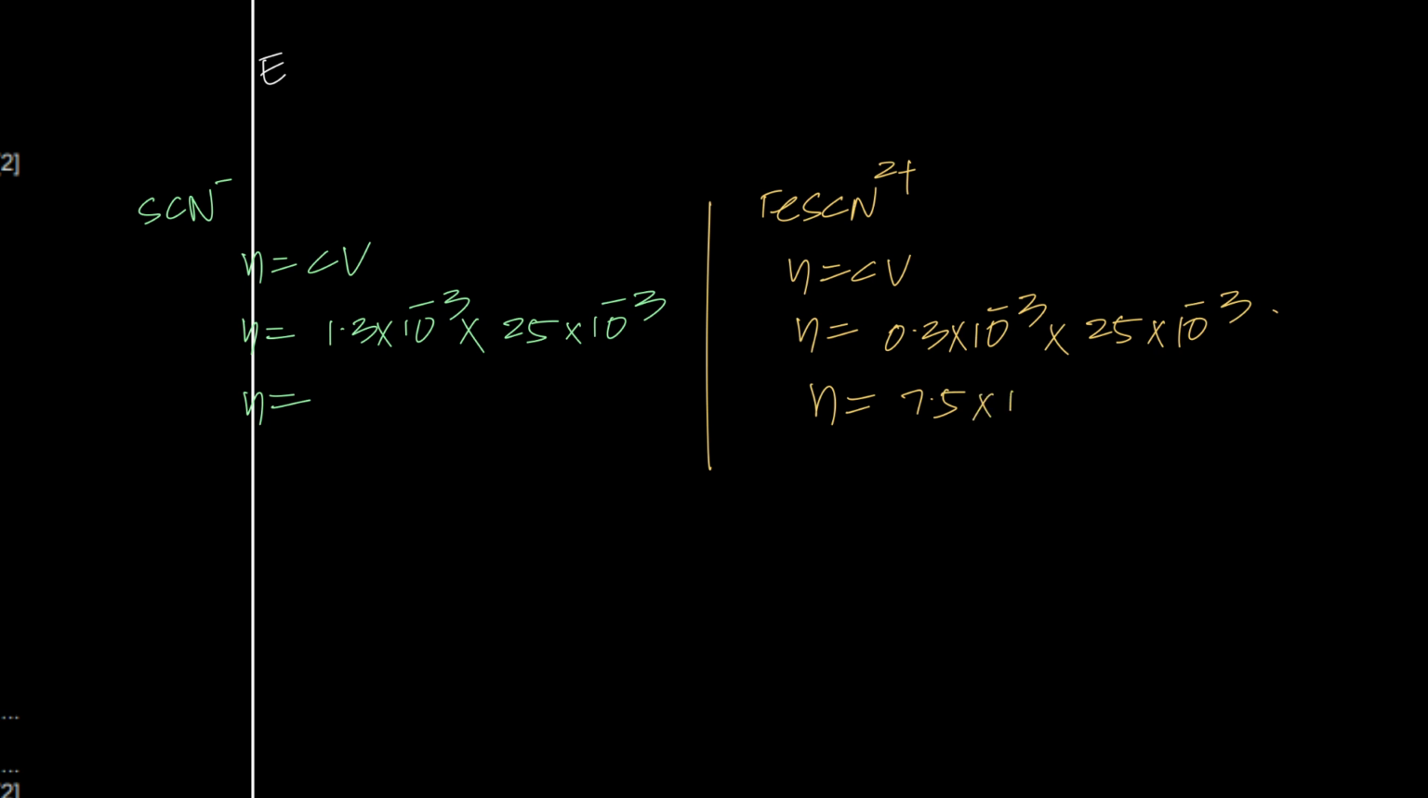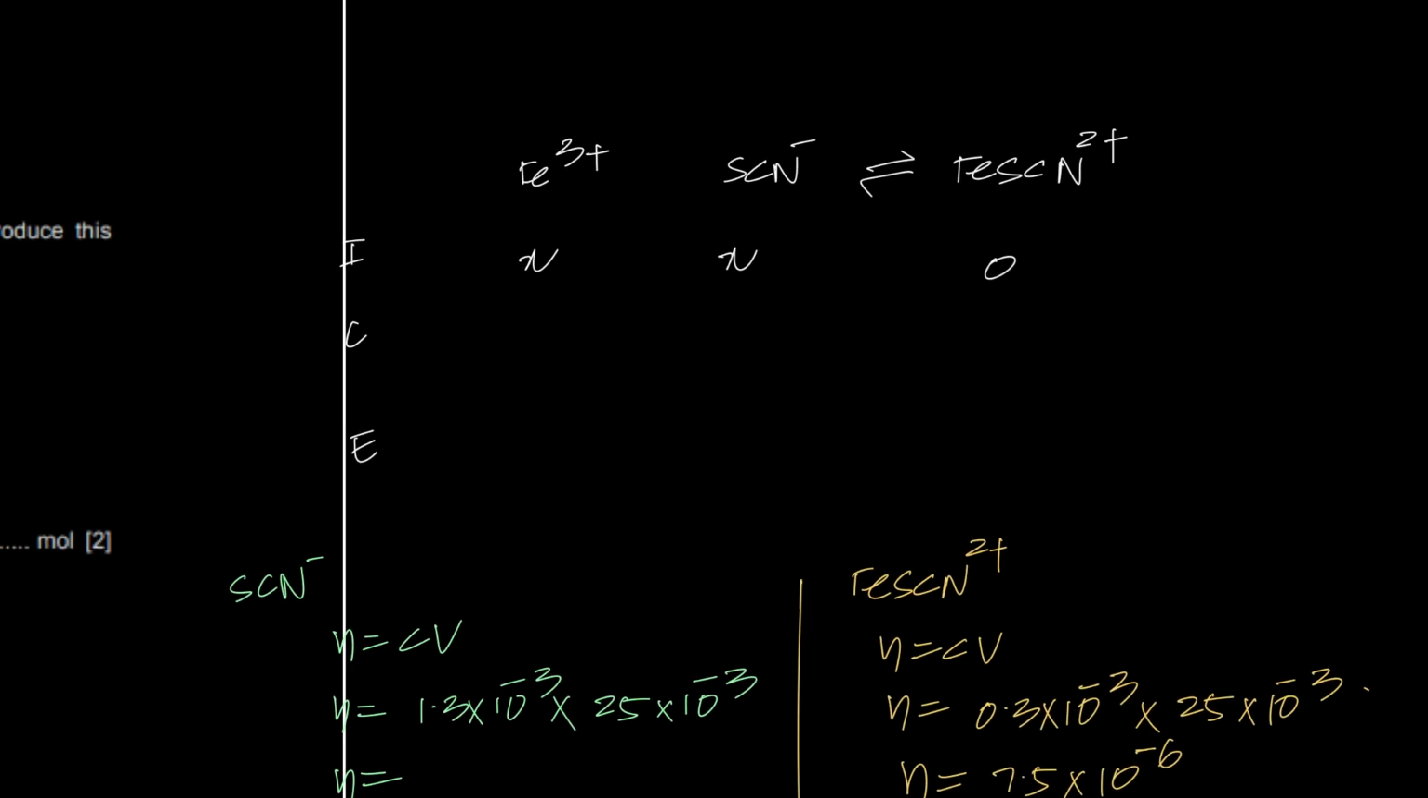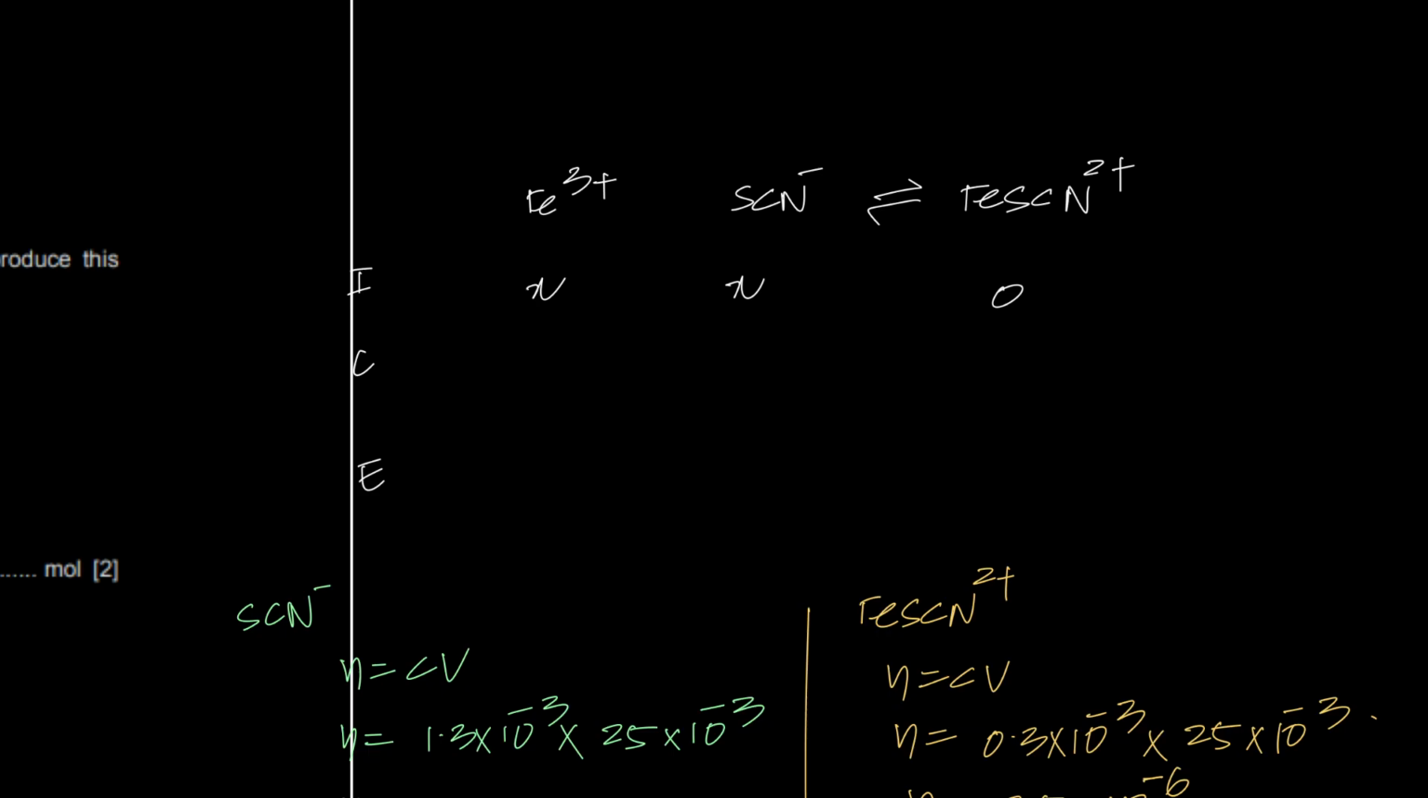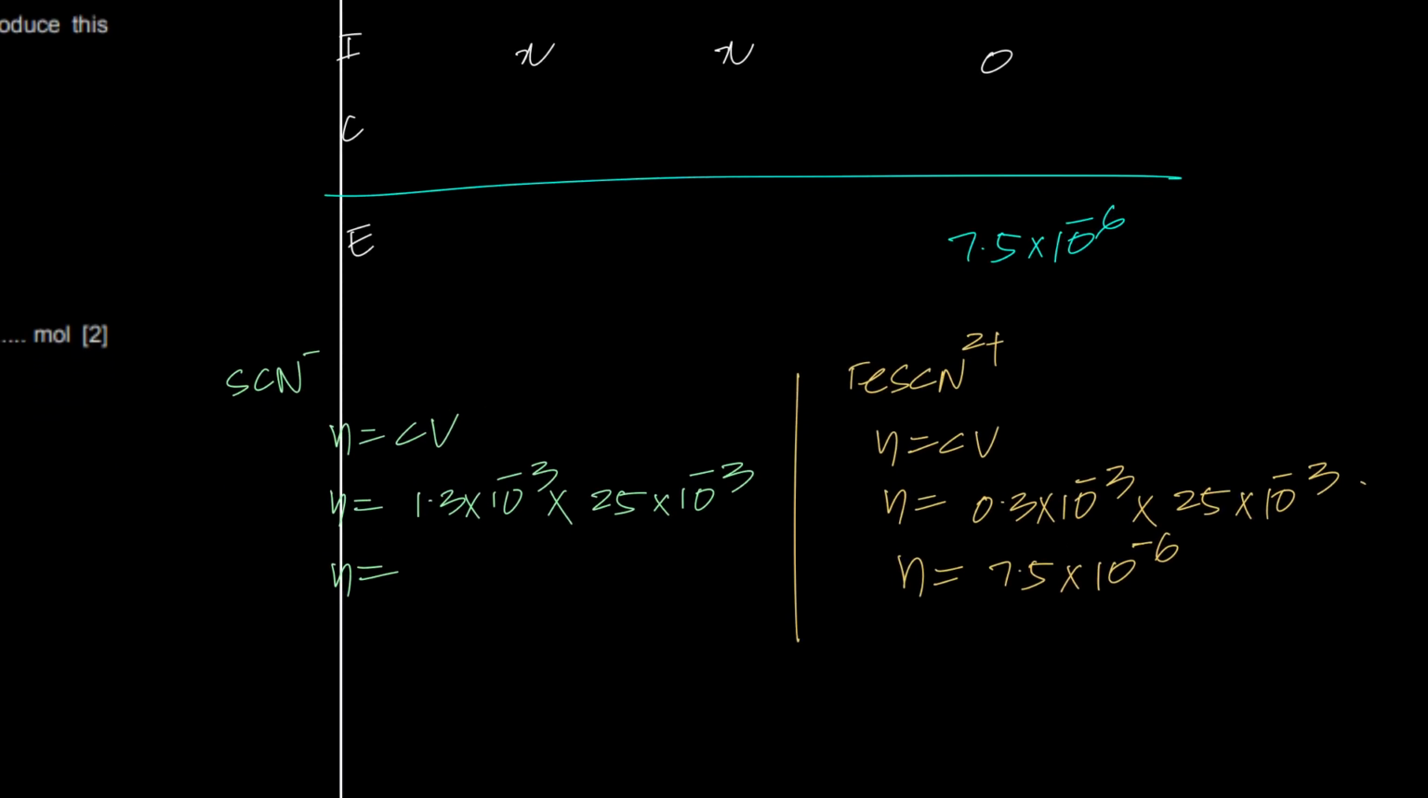7.5 into 10 raised to the power what? Minus 6. Sure? Minus 6. Okay. So I'm getting the moles at equilibrium for this one right here as 7.5 into 10 raised to the power minus 6. Right? And what are the moles for SCN minus at equilibrium? Hanji, help me out. 3.25 into 10 raised to the power minus 5. Okay. So 3.25 into 10 raised to the power minus 5.